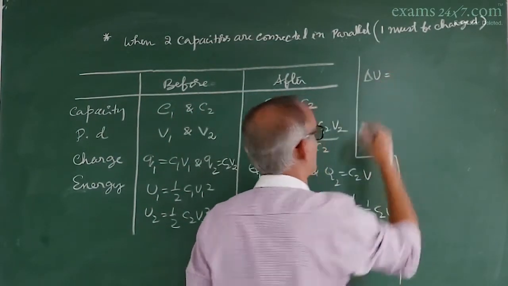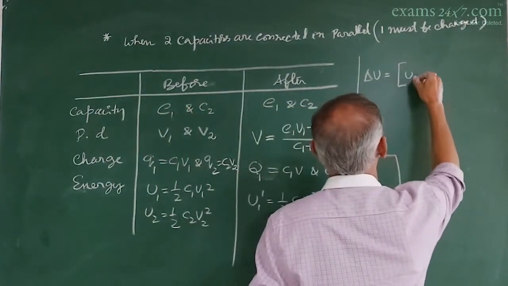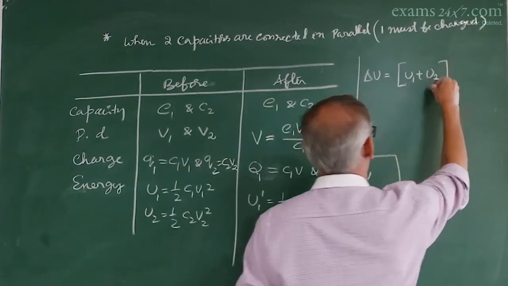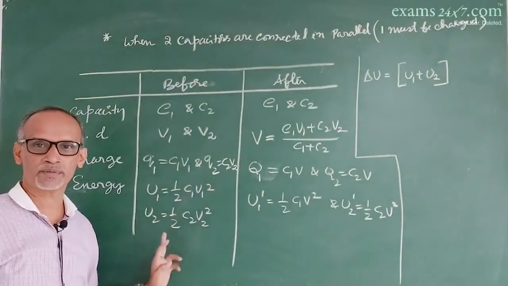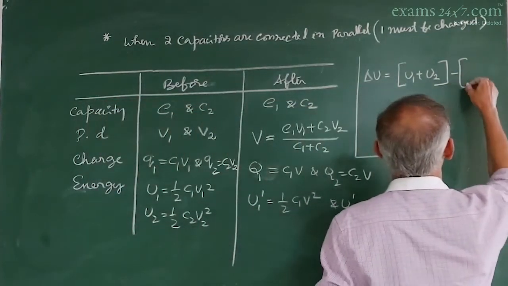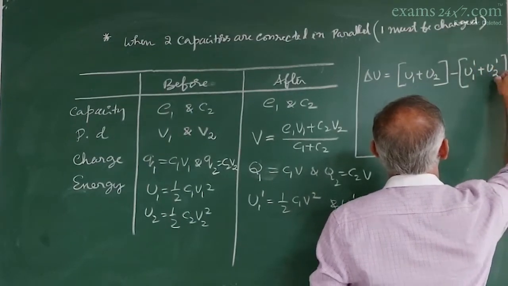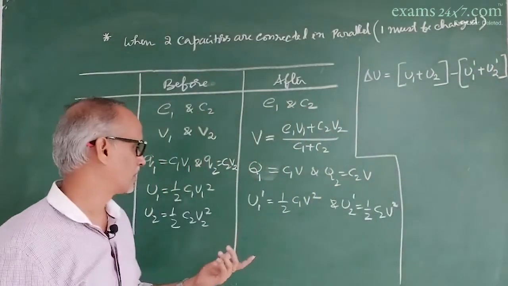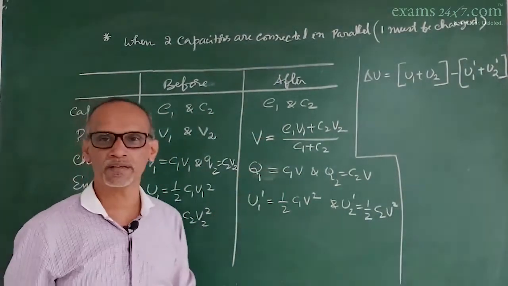And that loss of energy after they are connected in parallel is given by delta U is equal to the total energy before the combination, which is U1 plus U2. And that U1 plus U2 is here, half C1V1 squared plus half C2V2 squared, minus the total energy after, that's U1 dash plus U2 dash. That is the total energy after the combination. So using that, we can always find the loss of energy.